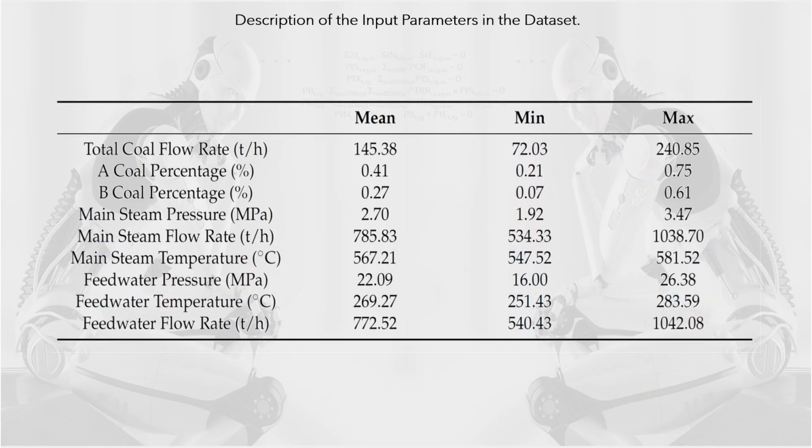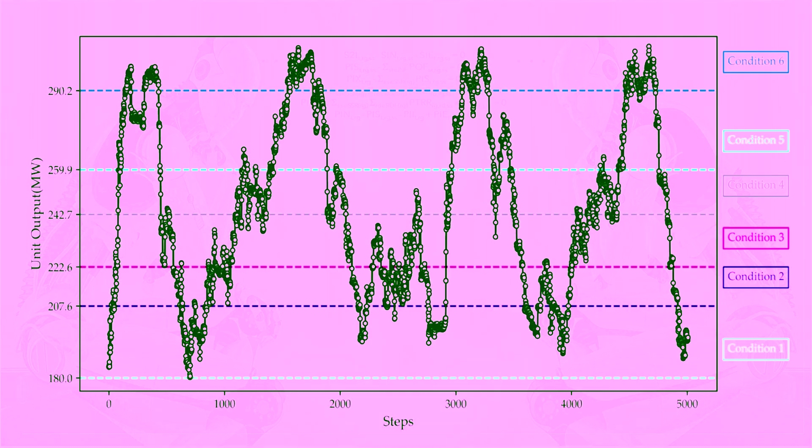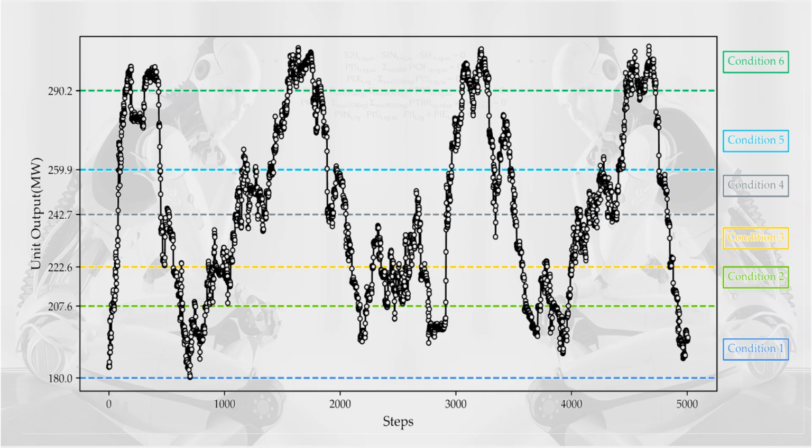The table shows the description of the data for the input parameters in the dataset. Classifying the unit output condition involves dividing the power of the generation plant into different ranges according to magnitude, while categorizing the CBS and plant parameters. In this case, the operating range of the plant has been divided into 6 conditions, starting at 180 megawatts, and for each of them an independent model is calibrated. The graph shows the fit in the training and verification phases.